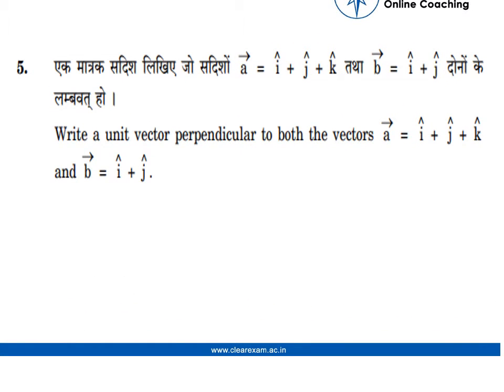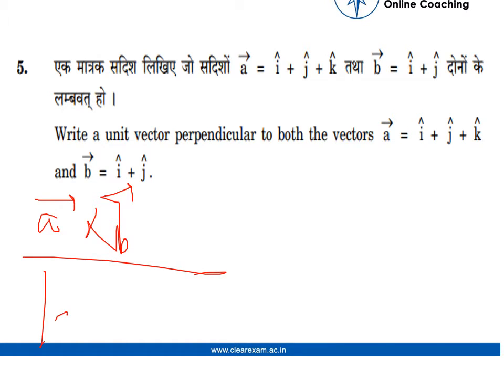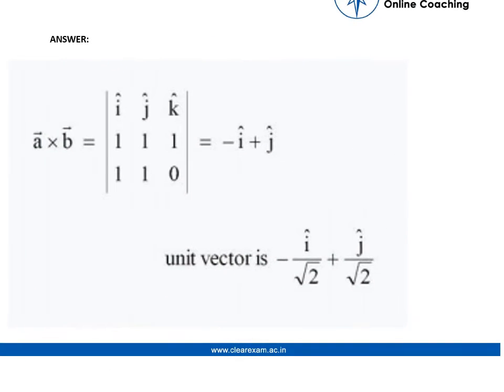Question number 5. Write the unit vector perpendicular to both the vectors A and B. Now whenever we are given a unit vector which is perpendicular to both vectors, it is the cross product of the two vectors upon the magnitude of the cross product. So the cross product of the vectors, that is the numerator, can be found out by solving it like this.